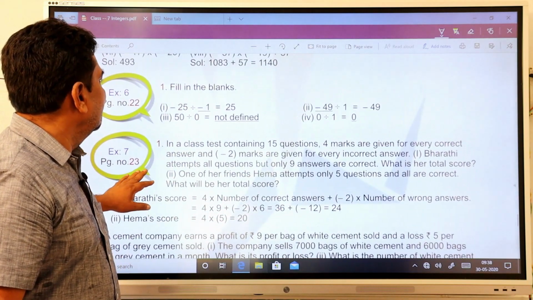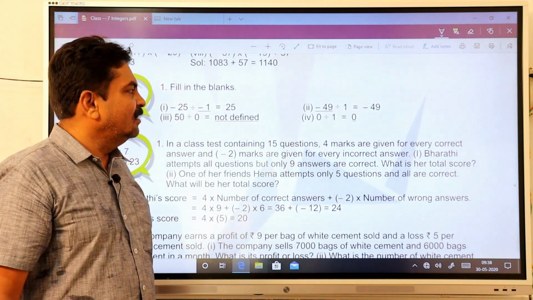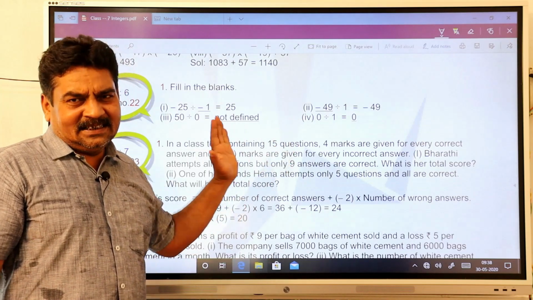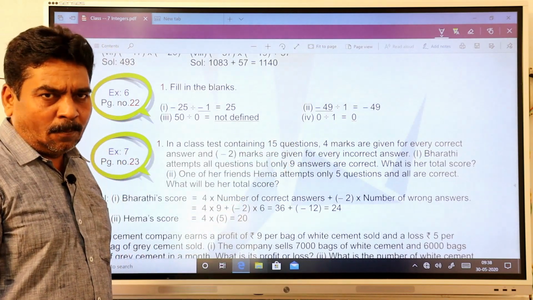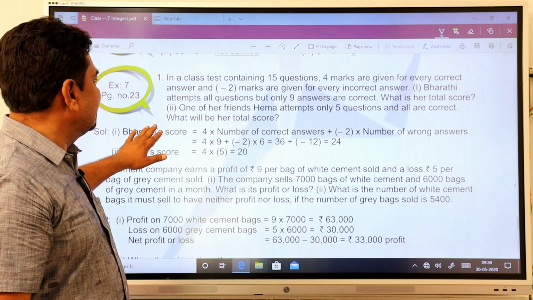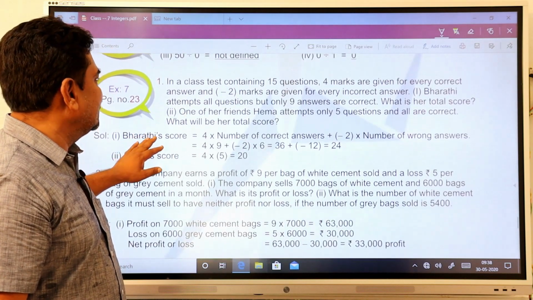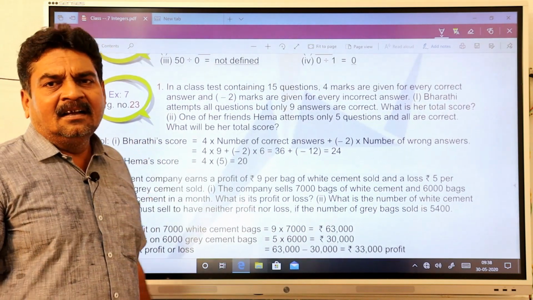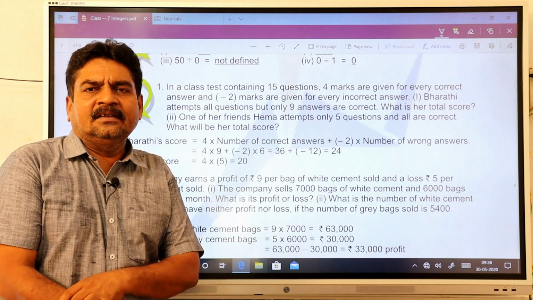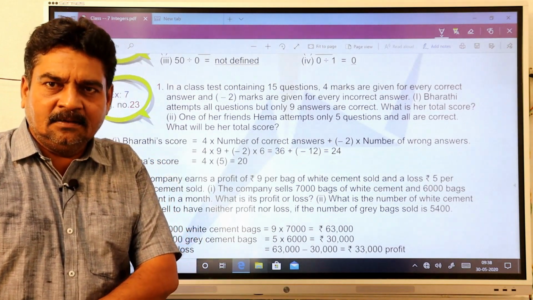This is your 6th exercise given. Fill in the blanks, just go through it, you will come to know. Then coming to the 7th exercise. The 7th exercise has word problems, and it's somewhat interesting also.